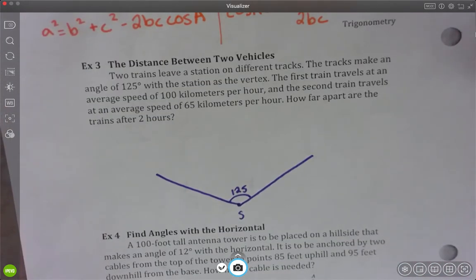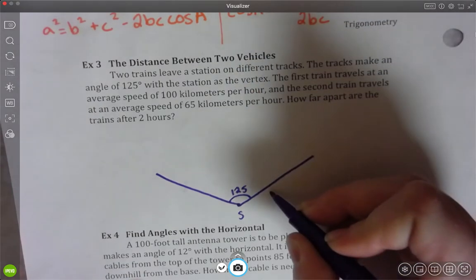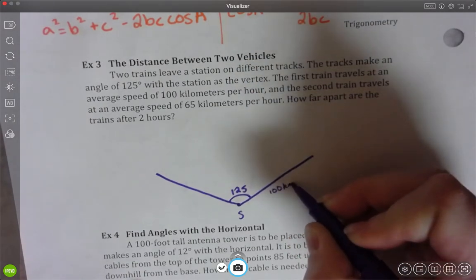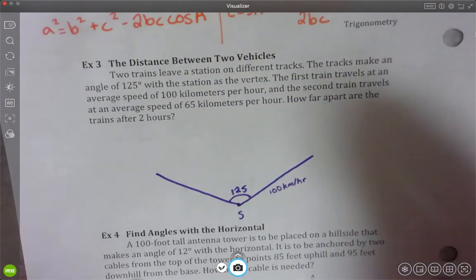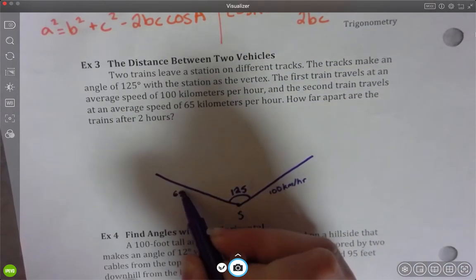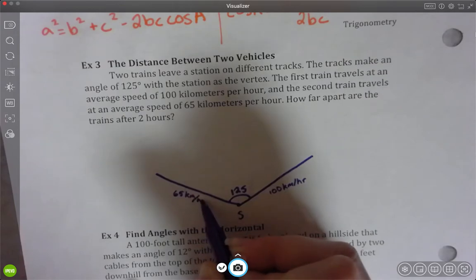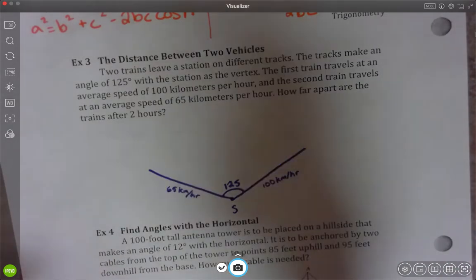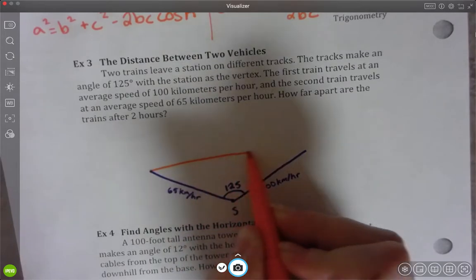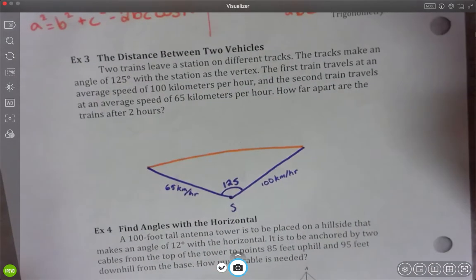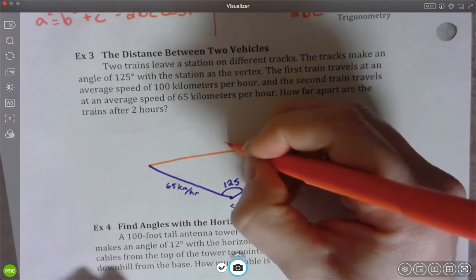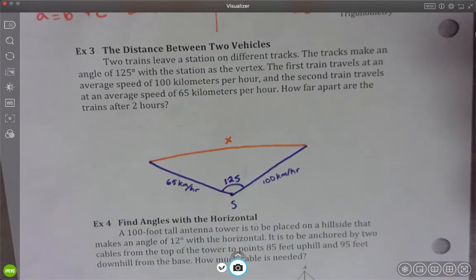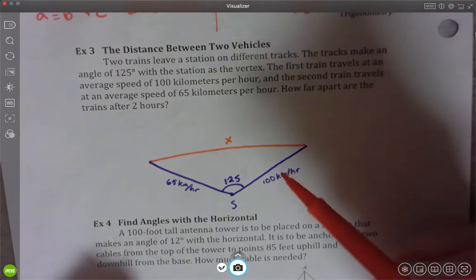The first train travels at an average speed of 100 kilometers per hour. So this is 100 kilometers per hour. And this one is going 65 kilometers per hour, so not quite as fast. Then they ask, how far apart are the trains after 2 hours? So basically they want to know the length from here to here. We'll make that a straight line, it kind of looks curved. They want to know the distance from there to there, but then they say after 2 hours. That's the tricky part.